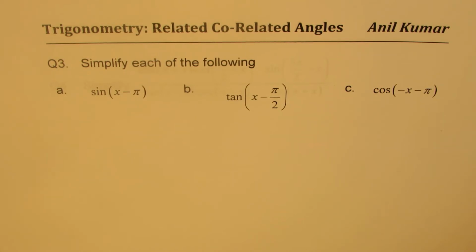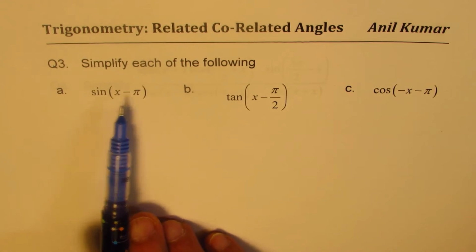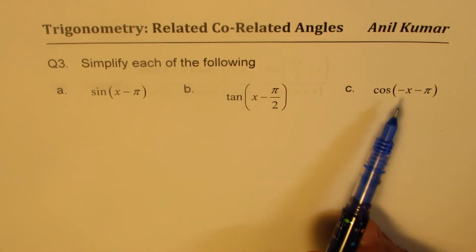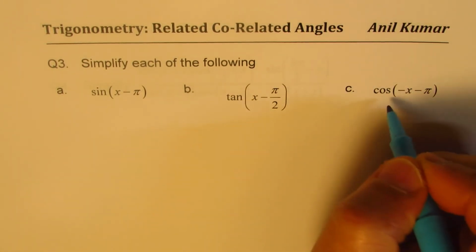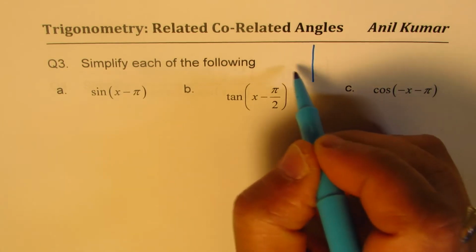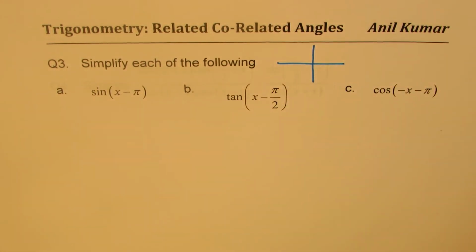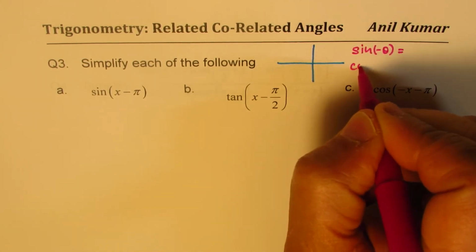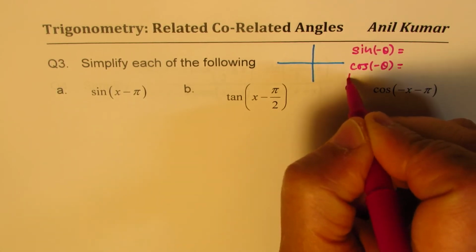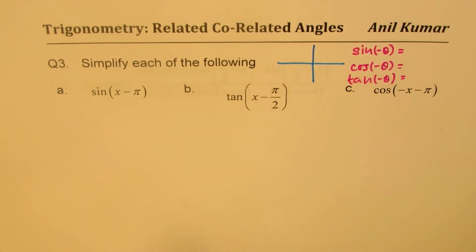So let's continue with question number 3, which is simplify each of the following. Now in these examples, you will notice that I've written x minus pi by 2 minus x minus pi, correct? Now, we need to understand one more concept before we get into this portion, and that is to say that we should understand what is sine of minus theta equals to, what is cos of minus theta equals to, and what is tan of minus theta equals to.